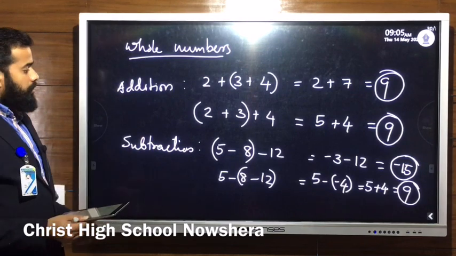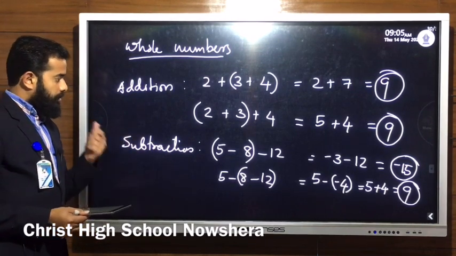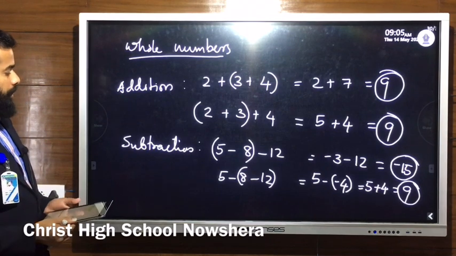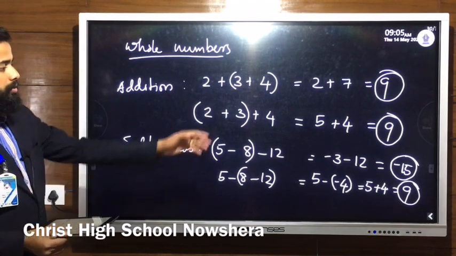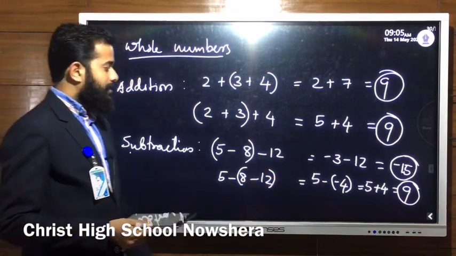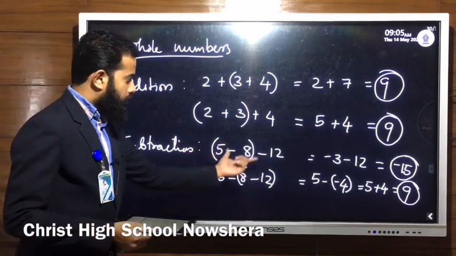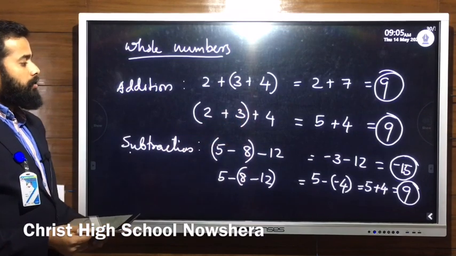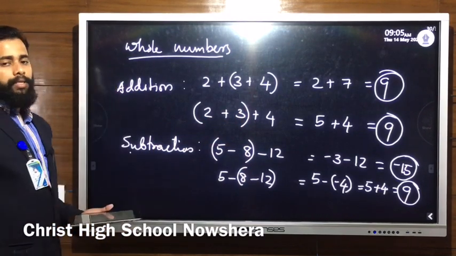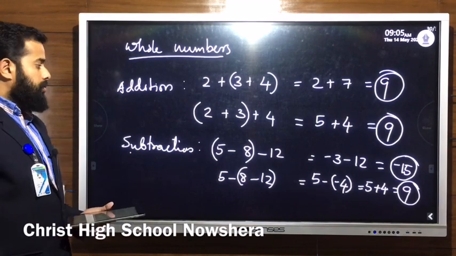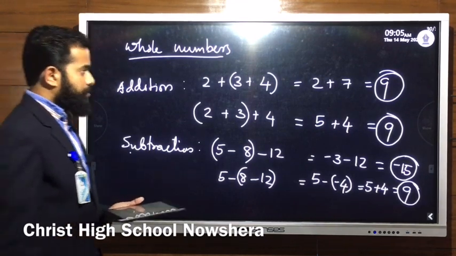So we can conclude that whole numbers are not obeying the associative property under subtraction, because the final results are not the same. We have changed the group, but the final result is also changing, not the same. So whole numbers are not obeying the associative property under subtraction.